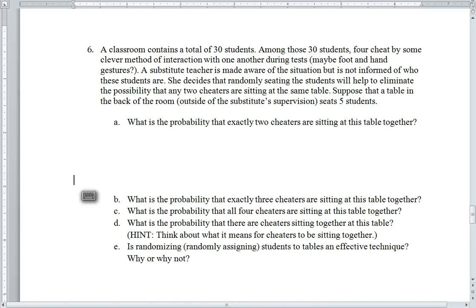In this problem, we're dealing with 30 students. Among those 30 students, we know that 4 cheat, and we are looking at a table that seats 5 students. We want to know what is the probability that exactly two cheaters are sitting at that table.